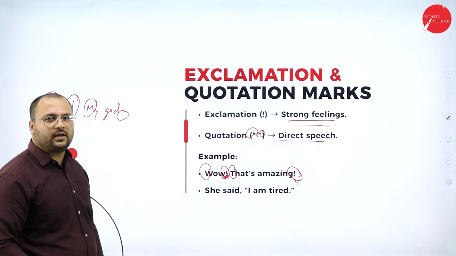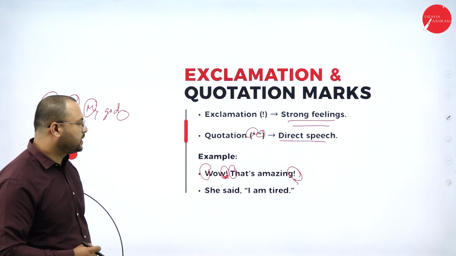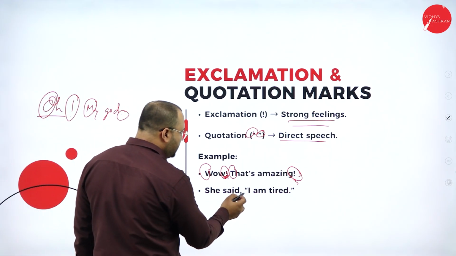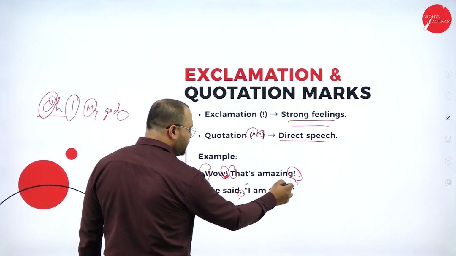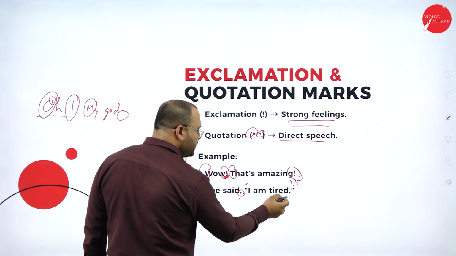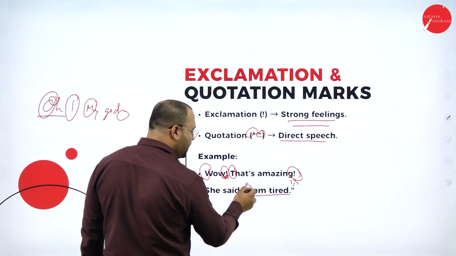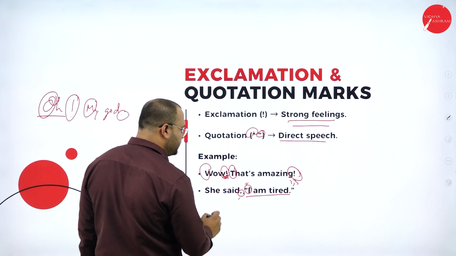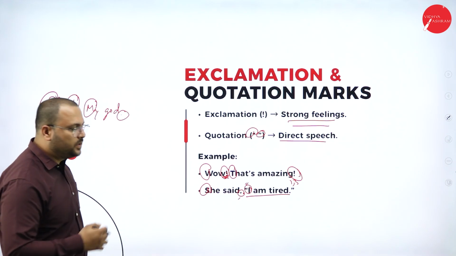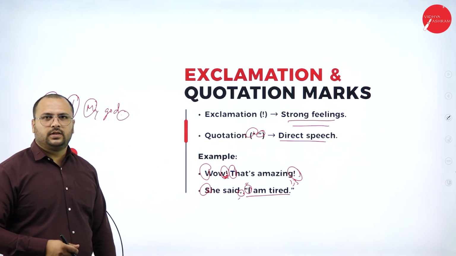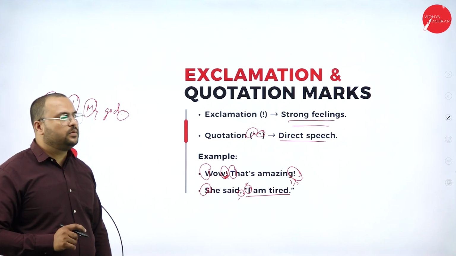Again, exclamatory mark. Then here, she said, when you write direct sentences, put a comma here, open with the quotation mark and write everything. Quotation mark is also a fresh sentence. It starts with a capital letter. Here, capital letter. Again, this. A full stop, quotation mark, close. So that is how you use quotation marks.